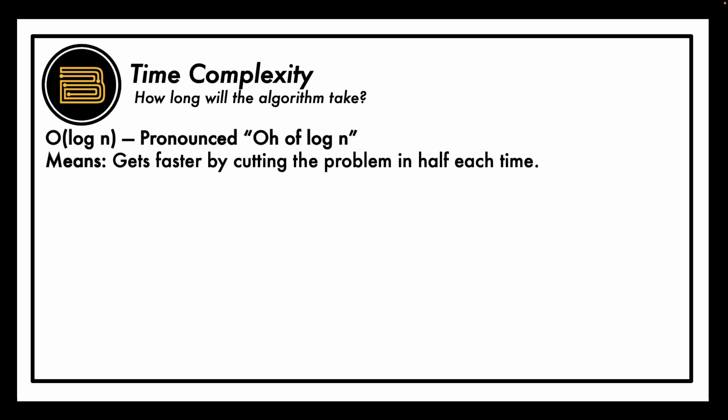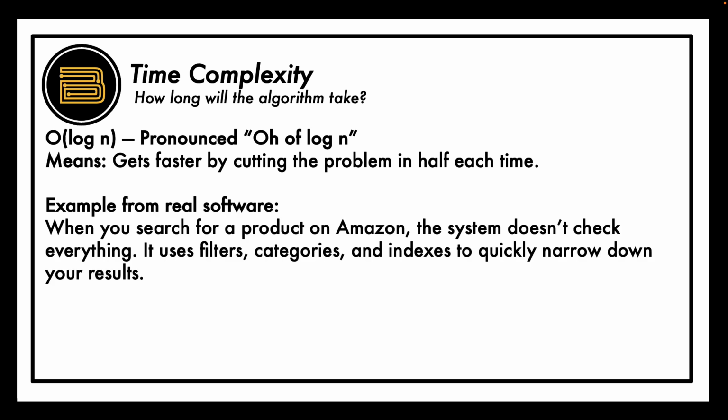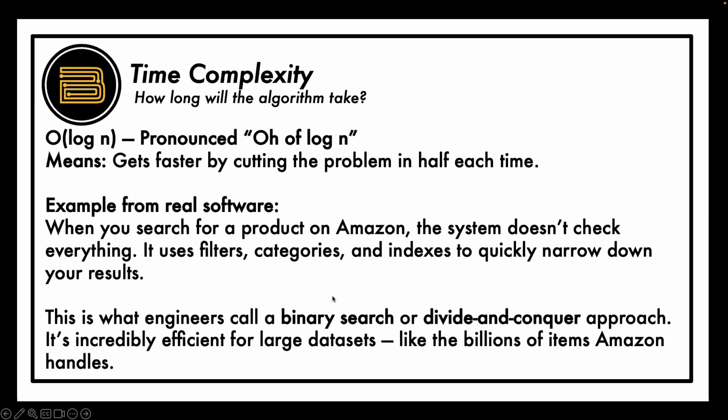Now let's look at O log of n. And this means it gets faster by cutting the problem in half each time. So when you search for a product on Amazon, the system doesn't check everything. It uses filters, categories, and indexes to quickly narrow down your results. This is what engineers call binary search or divide and conquer approach. It's incredibly efficient for large data sets, like the billions of items Amazon handles.